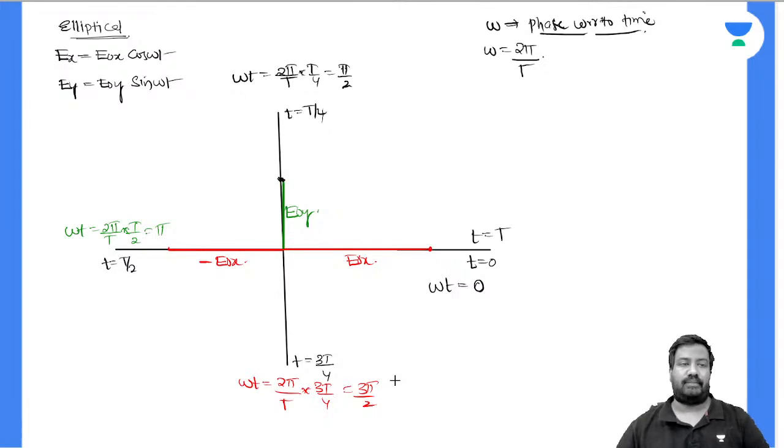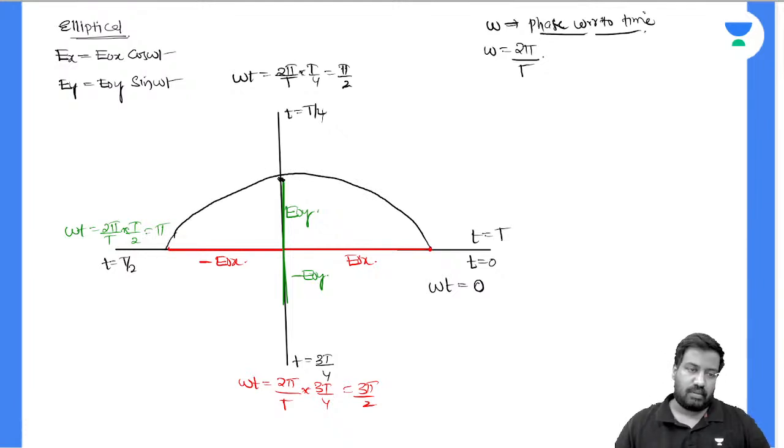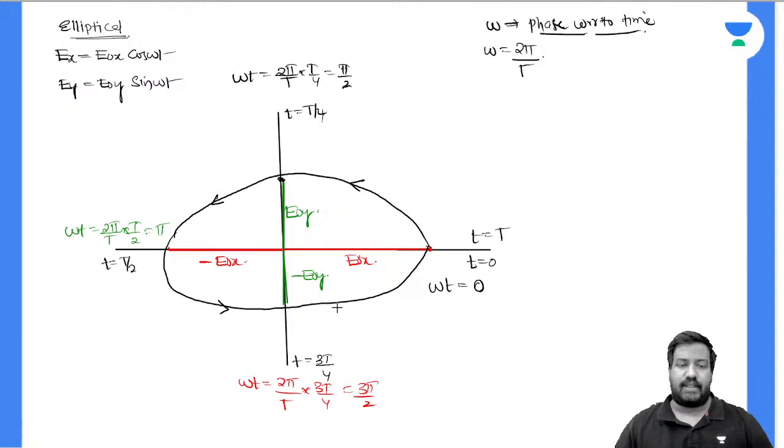Cos of 270 is 0, sin of 270 is minus 1. It's minus E naught y. Now if you see the orientation with respect to time, it's moving like this. The ellipse orientation is in this way.